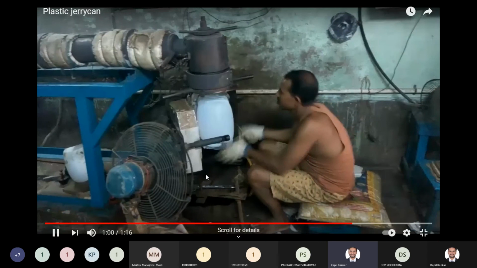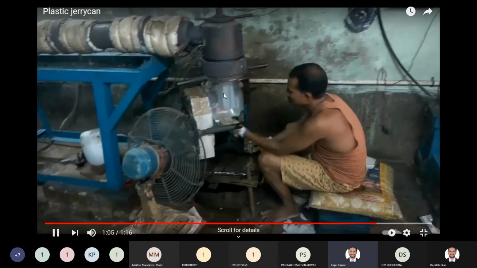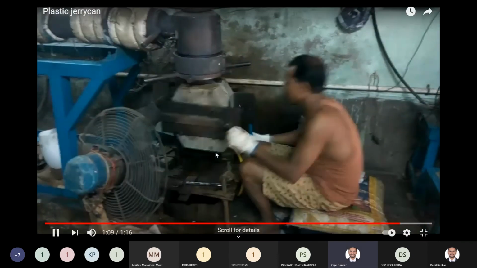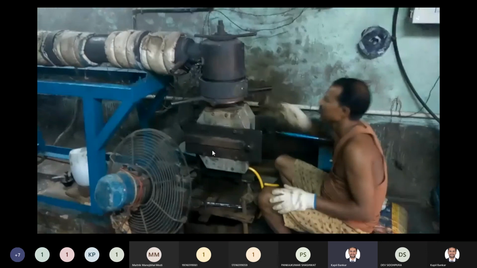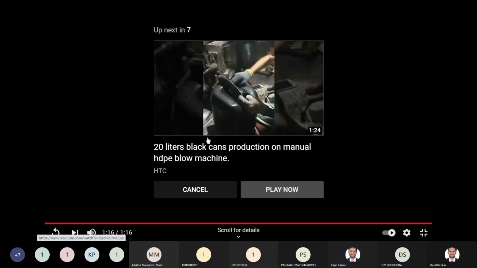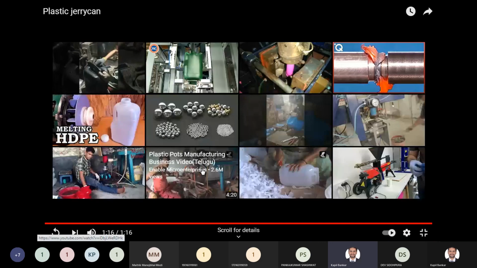See, this is your final product. This is the Parison, meaning a hollow tube is coming. Then it is fitted into the bottom side and then pressurized air is applied so that the Parison will be expanded and your product will be made.